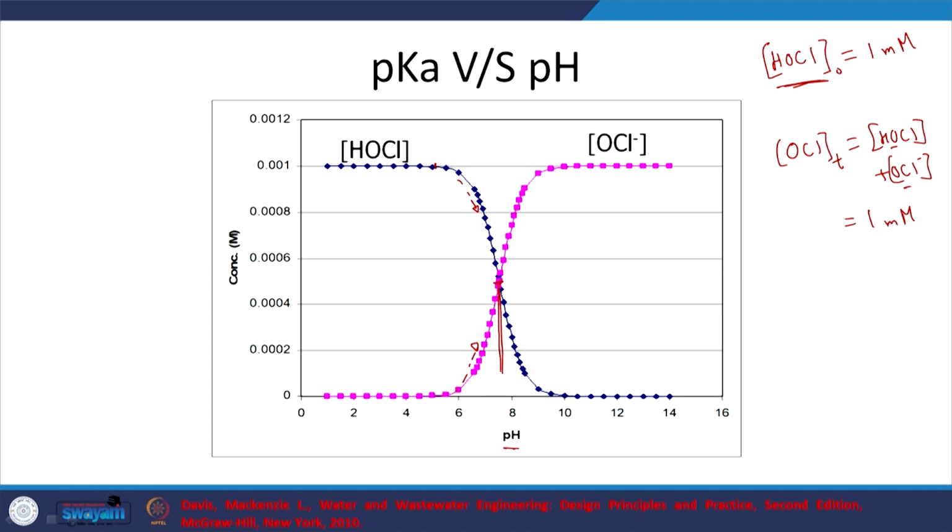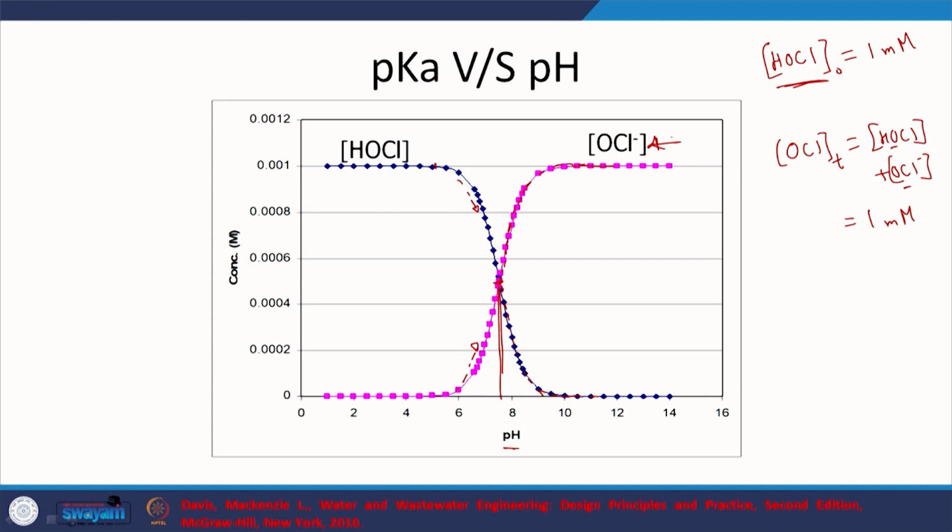Okay, it did not come out well. So, somewhere out here. And as I keep increasing the pH further, we see that this particular OCl minus concentration keeps increasing and HOCl keeps decreasing, until after a certain pH most of it is only present as OCl minus.